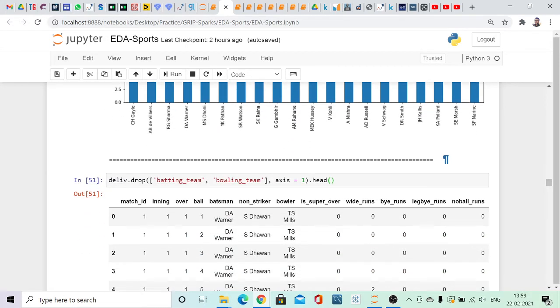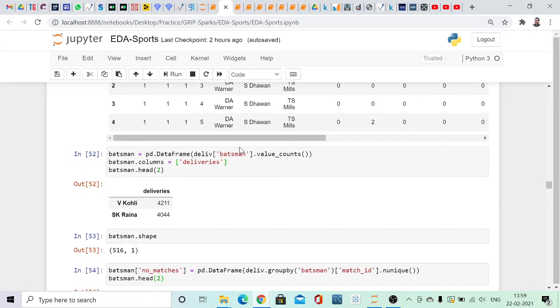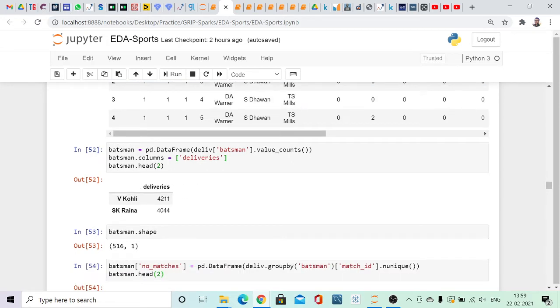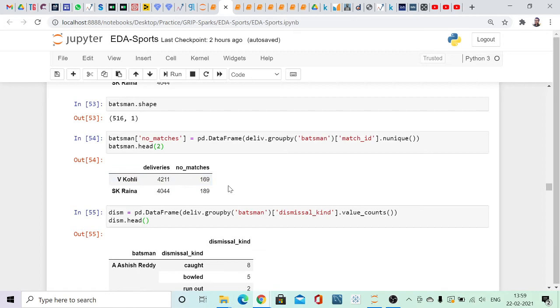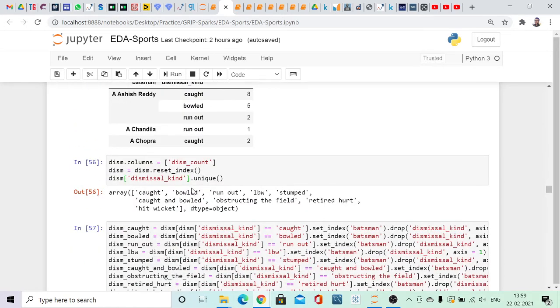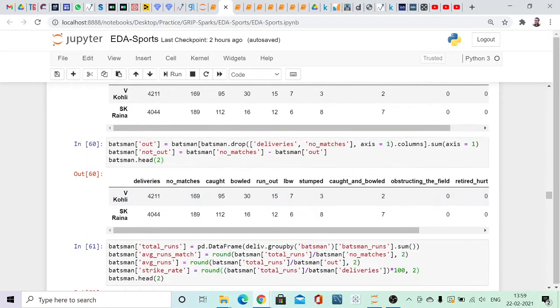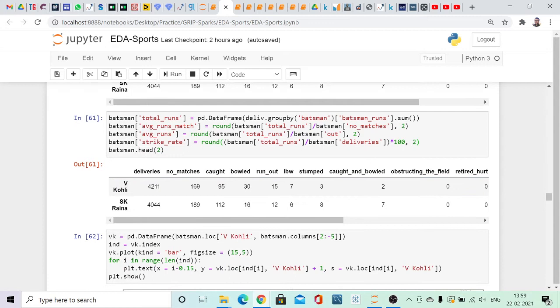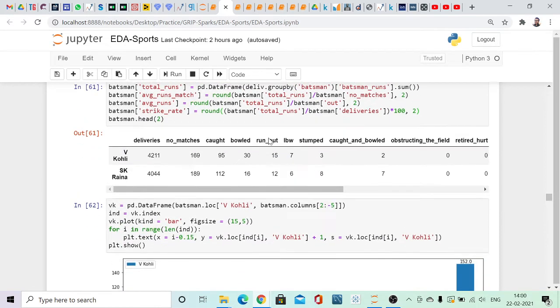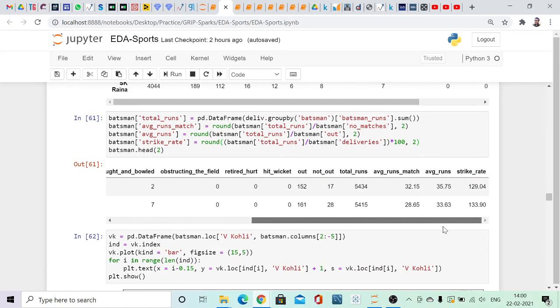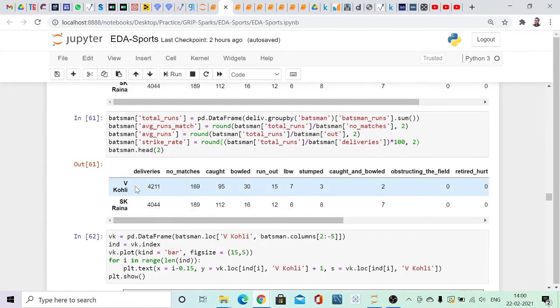Now let's look at the deliveries data set also. First, look at the batsmen. So we get deliveries, the matches played, what has been their dismissal kind, and what has been the batsman's total runs, average runs per match, average runs which is dependent on total runs divided by the dismissals, and what has been its strike rate. Now the data we get is here, and we can see the record about any batsman here.